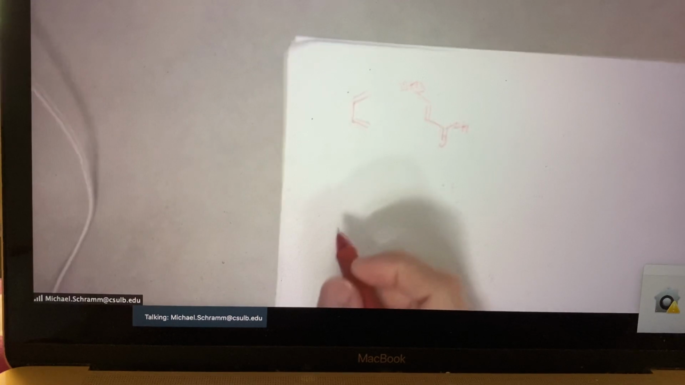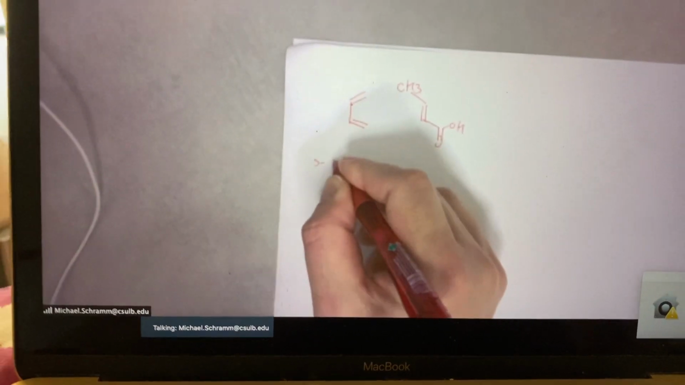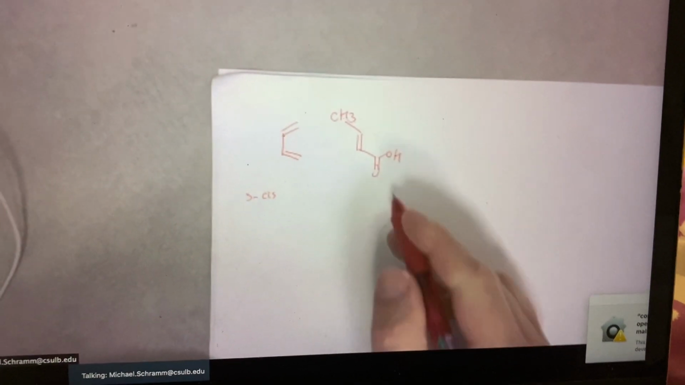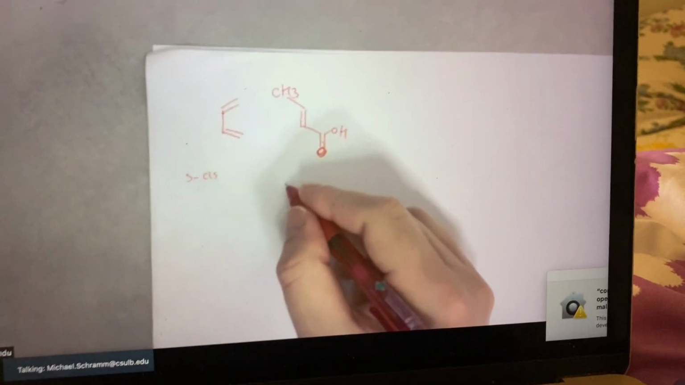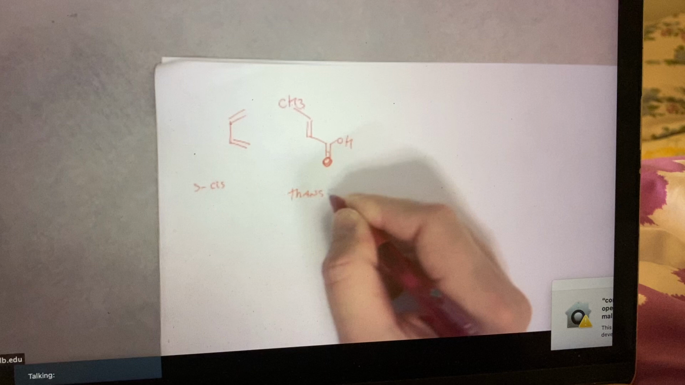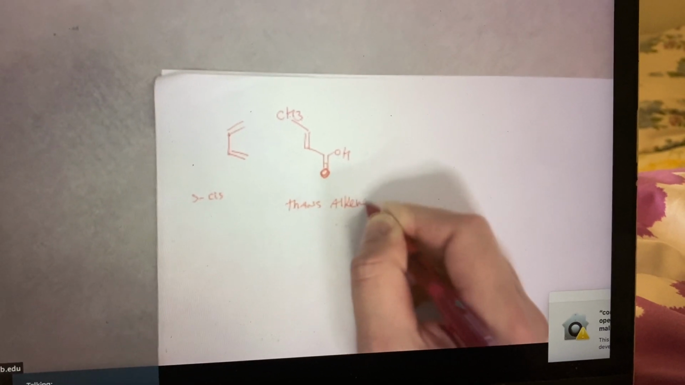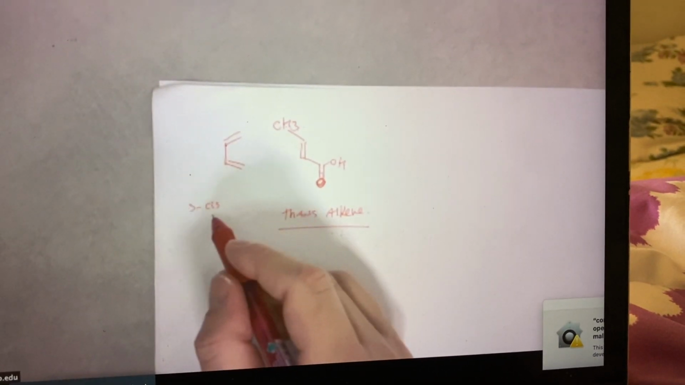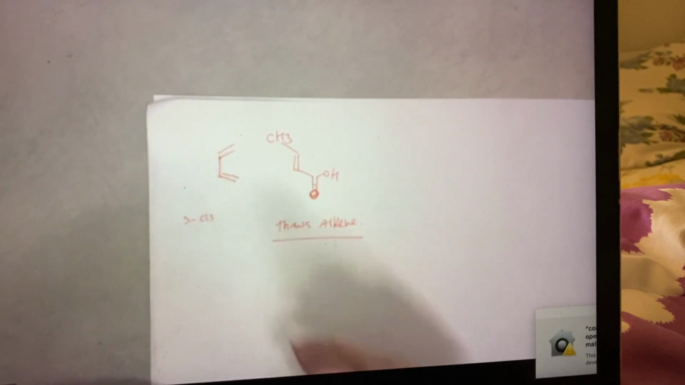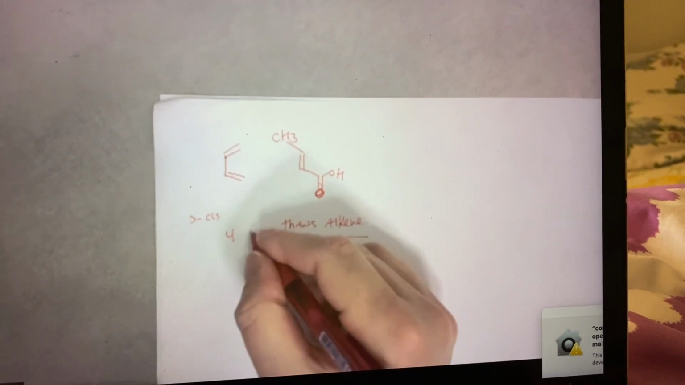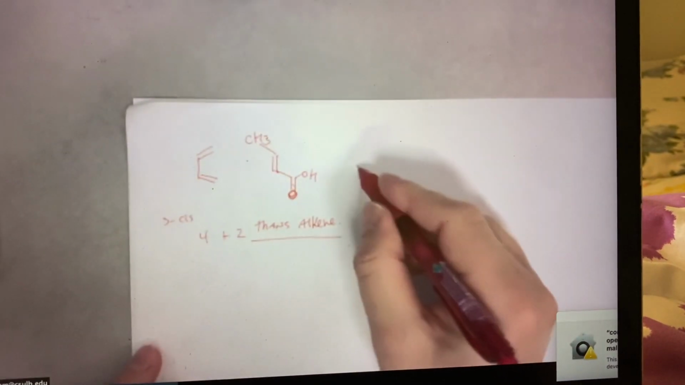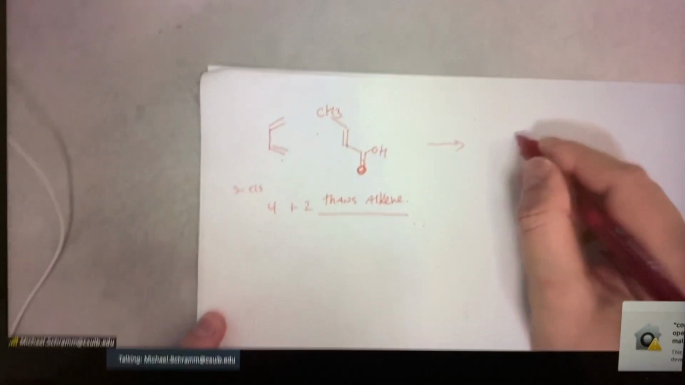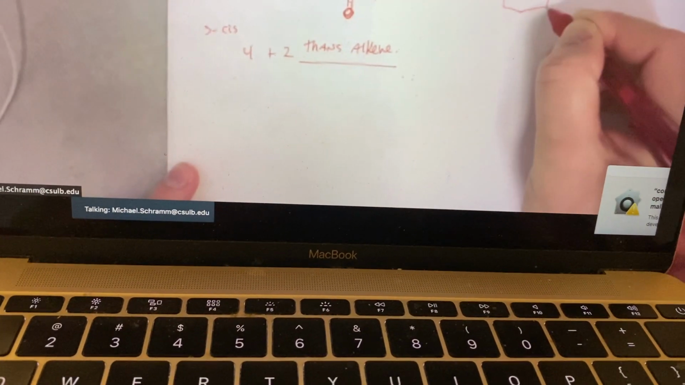We have our diene in an S-cis conformation. It's the reactive one. And we're going to take our alkene molecule, a trans alkene. We're going to take a cis diene. This is our 4-electron partner. This is our 2-electron partner, just in this pi bond. And we're obviously going to make a 6-membered ring out of this. So when we start these, we just draw a 6-membered ring.